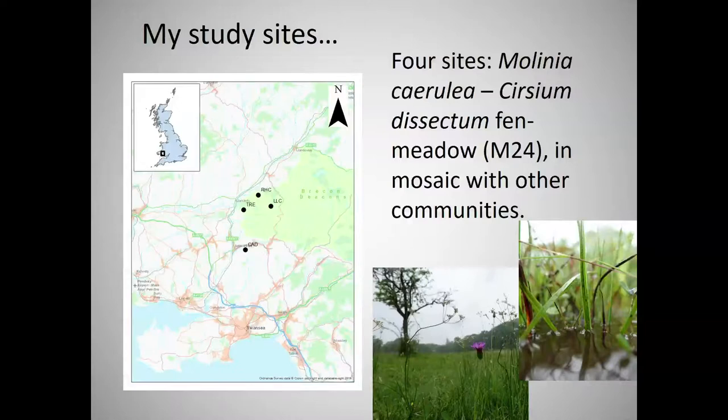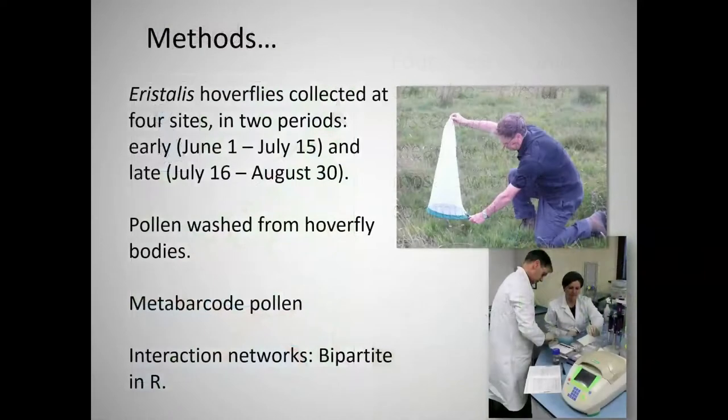For those of you familiar with the MDC, they are M24 fen meadows. These are basically basin-rich, quite species-rich mires in lowland situations. So what did I do?